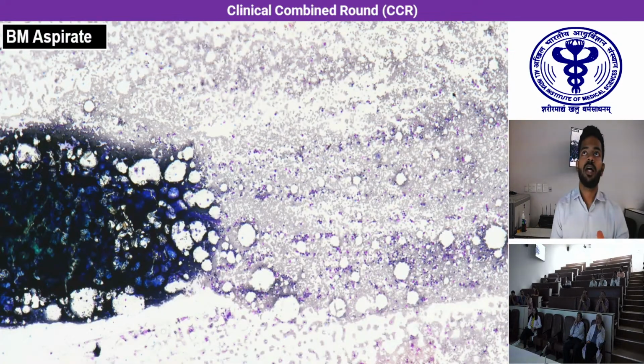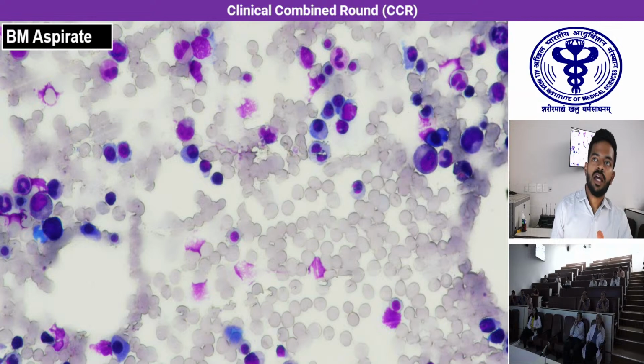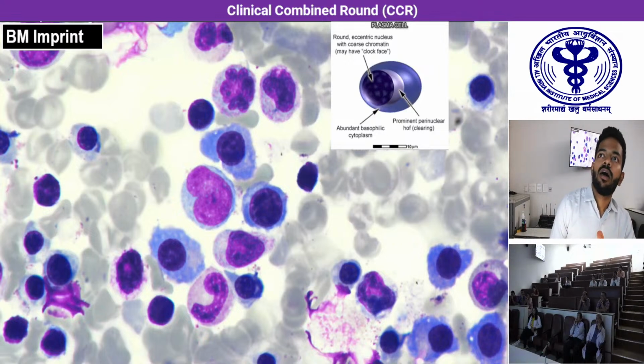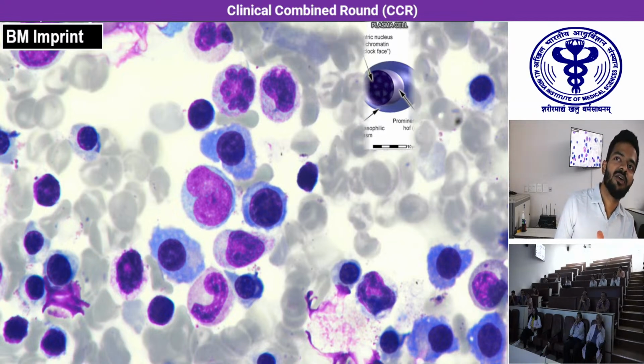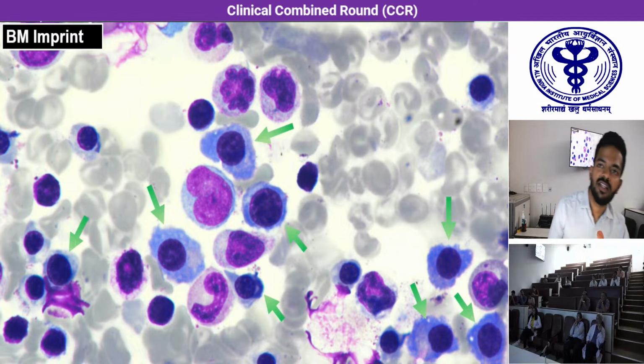The bone marrow aspirate smears were particulate and cellular. In aspirate, we got about 7 to 8% plasma cells, as indicated by these arrows. In imprint, since the bone marrow representation is a little better, we got around 15 to 17% of plasma cells. So this is how a plasma cell looks like: an elongated cell with an eccentrically placed round nucleus, a perinuclear hof, and a basophilic cytoplasm. So these plasma cells are around 15 to 17% on the imprint.